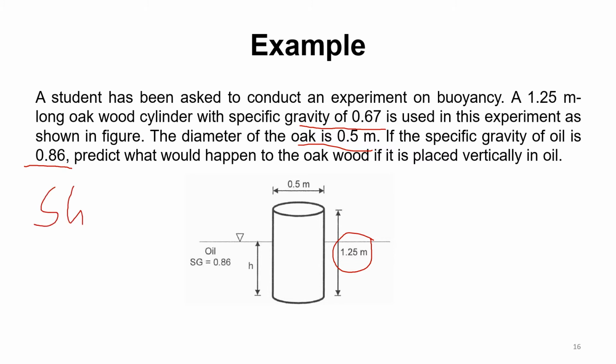0.86. Okay, SG converting to density, always remember it needs to be times 1000. Okay, predict what will happen to the oak if it is placed vertically in oil. So it is placed vertically in oil, so we need to predict, is it an unstable or stable condition?